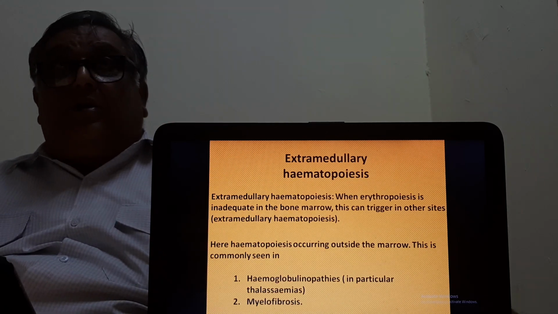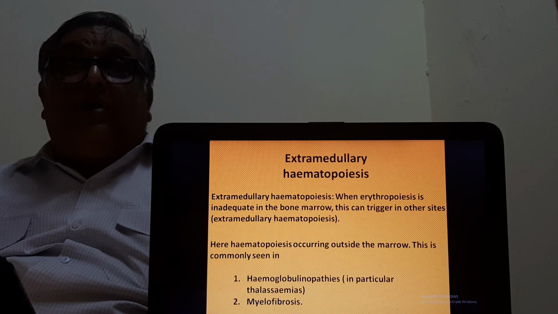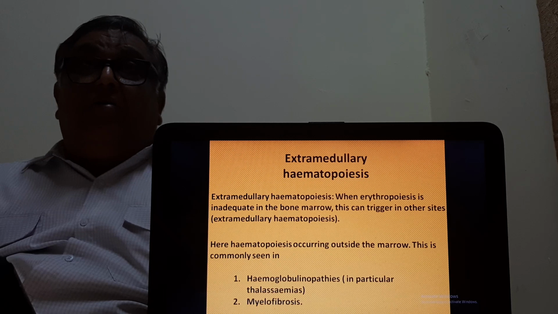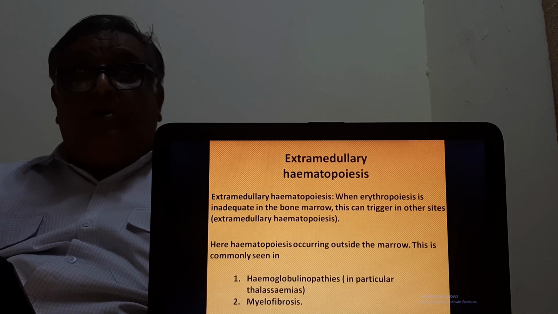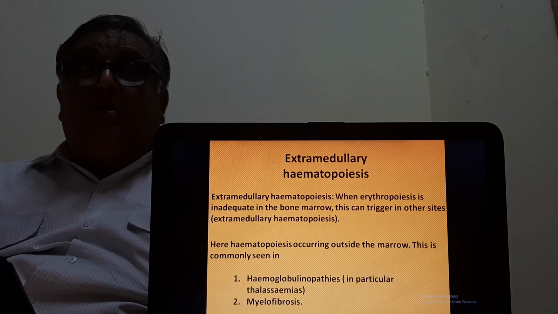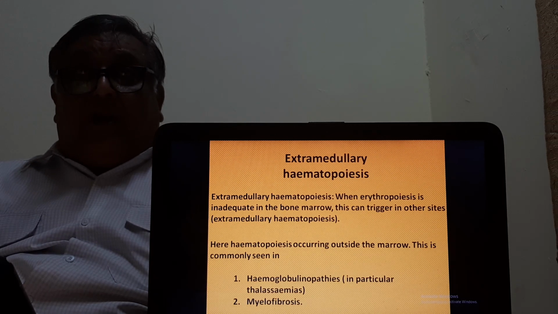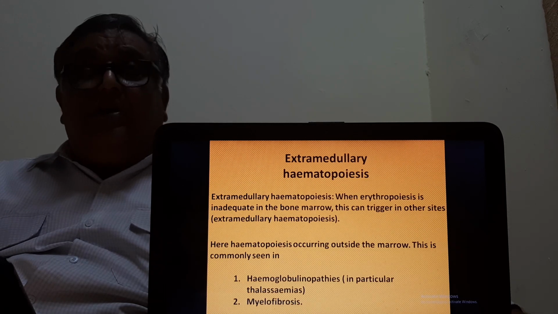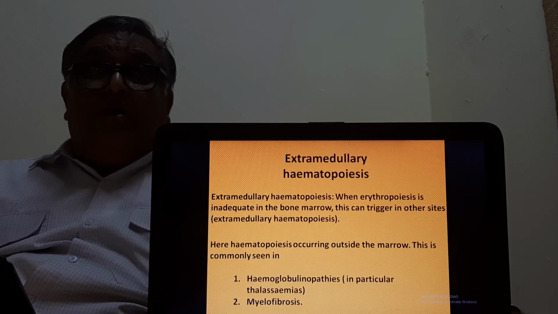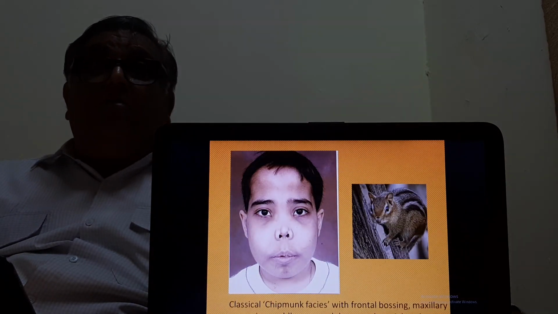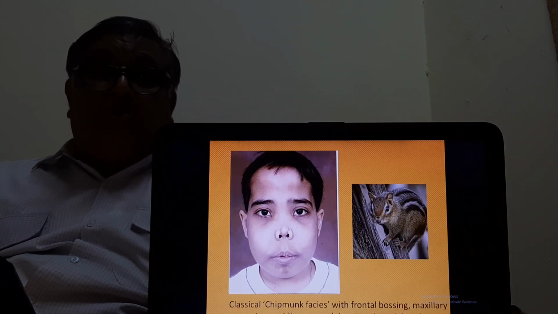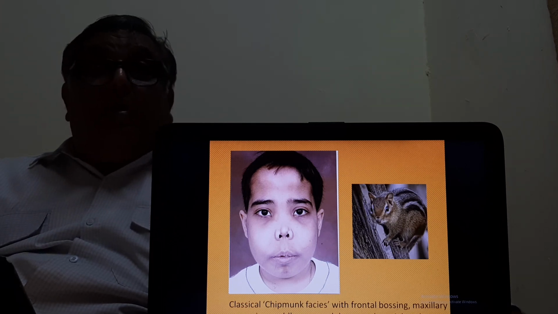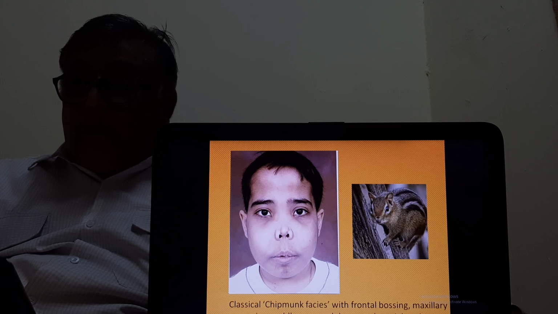This picture is very classical of a patient of thalassemia. The faces of a thalassemic patient are called chipmunk faces. A chipmunk is an animal shown on the slide, a squirrel-like animal. What is basically seen in this patient is bossing of the skull bones, a pinched nose, and large malar bones. Along with that, of course, there will be anemia and pallor.